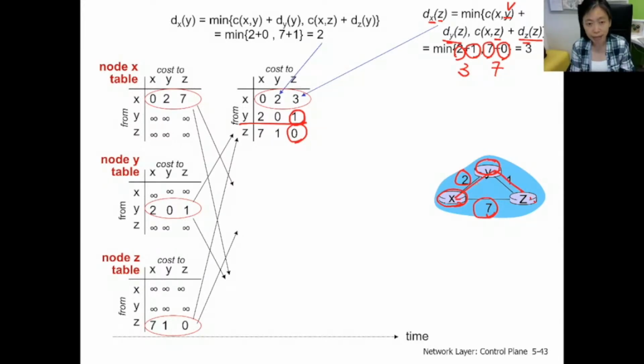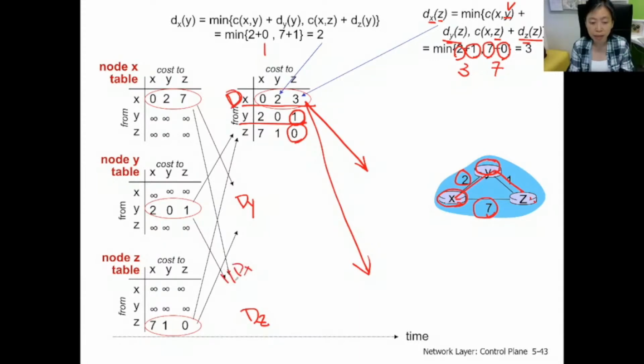Therefore, y wins again. To go from x to z, take this path. And we can add 3 back to the distance vector of x. And what do we do next? Now x has acquired the new distance vector, so it is going to send it to all the neighbors. So this is the first cycle, calculating dx from x's point of view. Similarly, node y is going to be calculating dy, and node z is going to be calculating dz because it is receiving dx and dy.